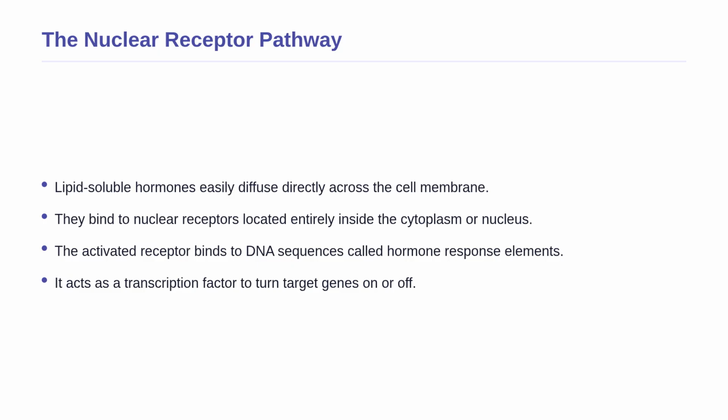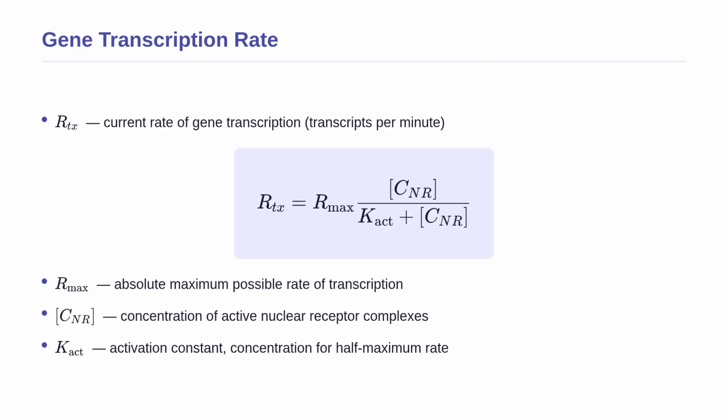Their receptors are located entirely inside the cell. Once bound, the activated nuclear receptor acts directly as a transcription factor, binding to specific DNA sequences to turn target genes on or off. This pathway is absolutely vital for long-term cellular changes like growth and development. Because these receptors directly control gene expression, we can model their effects mathematically. This is the transcription rate equation.